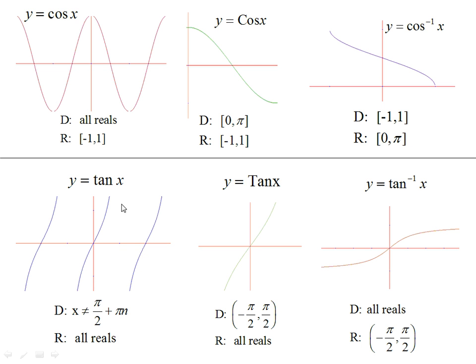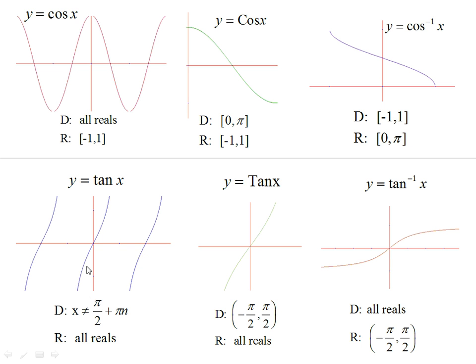Well, the tangent has the vertical asymptotes at pi over 2 and negative pi over 2 and negative 3 pi over 2 and so on. So the domain usually is all real numbers except where those vertical asymptotes are, which are pi over 2 plus the period multiples. And range usually up forever, down forever, all real numbers. So if I want to take a piece of this so that it will pass a horizontal line test, I'm just going to take one period worth.